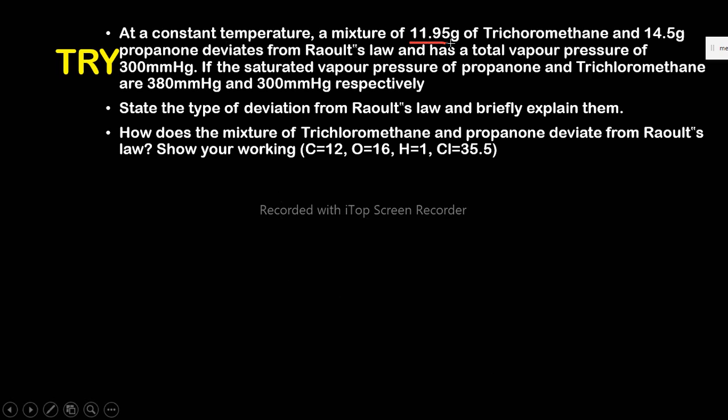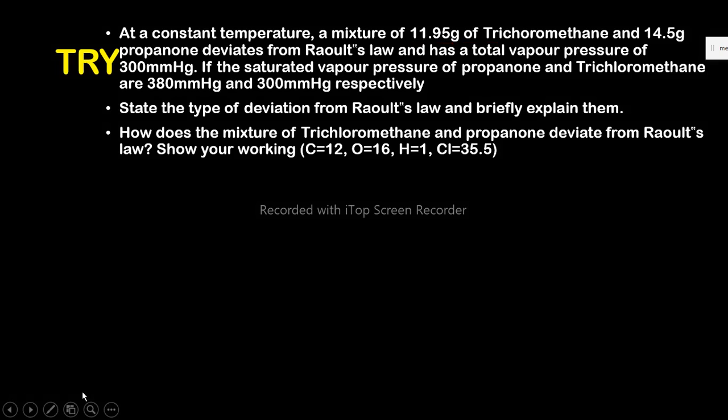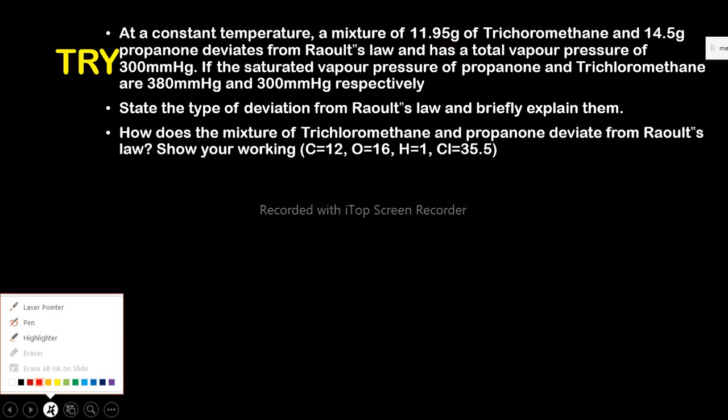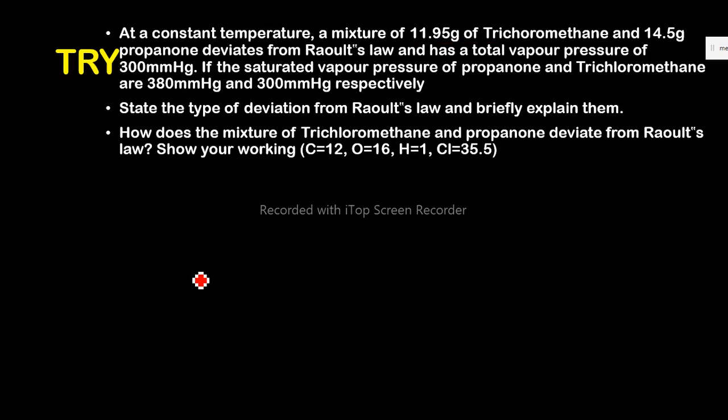So now we have trichloromethane, and trichloromethane is CH, then Cl3. Let me use this permanent ink. And what is the RFM? Why are we looking for the RFM? We want to determine the number of moles of trichloromethane and the number of moles of propanone that were used, so that we can determine the mole fraction.